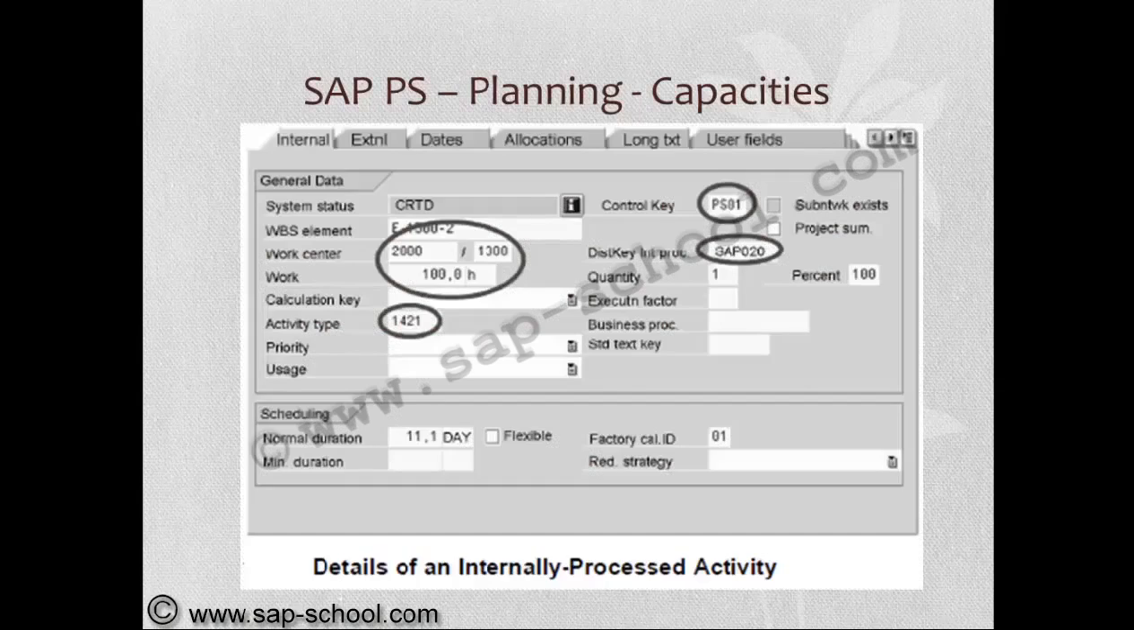So here we can see in the activity, we are supposed to enter the work center with the plant and the activity type and the work and the control key and distribution key also we have to enter.